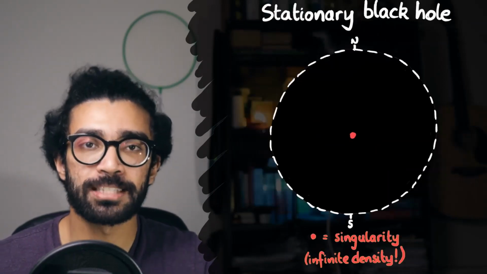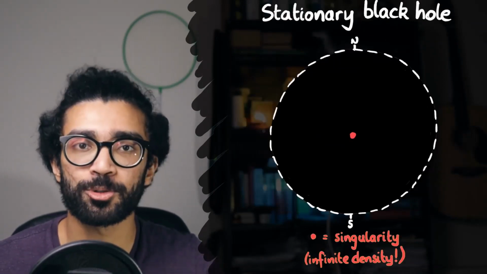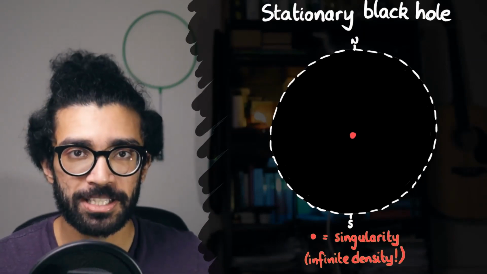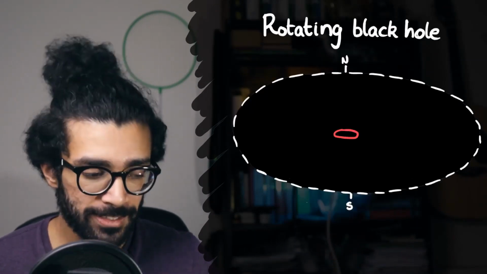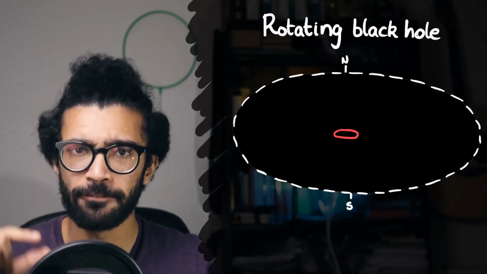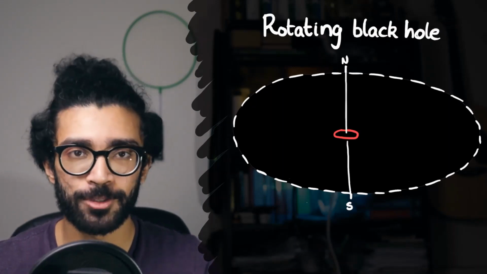And interestingly, for a stationary black hole, the singularity is thought to be a very tiny infinitesimal point. Whereas the Kerr metric actually tells us that for a rotating black hole, the singularity is not a point, but rather a ring. A very thin, very narrow ring around the rotation axis.